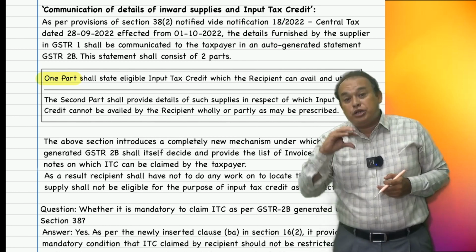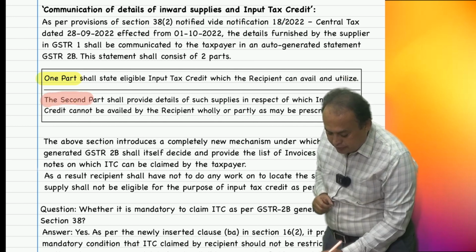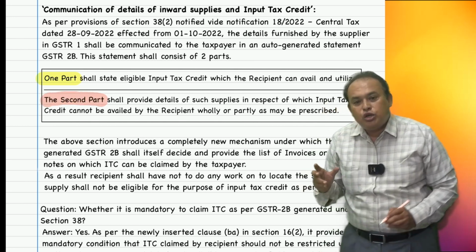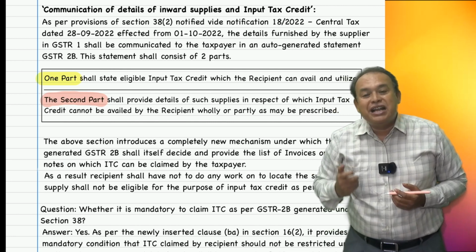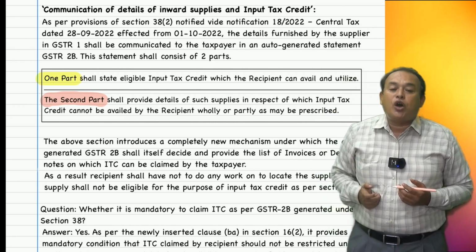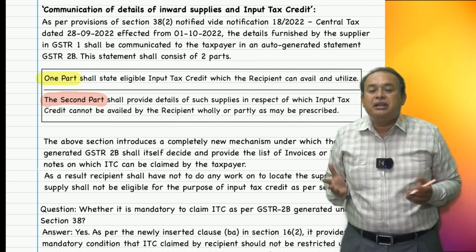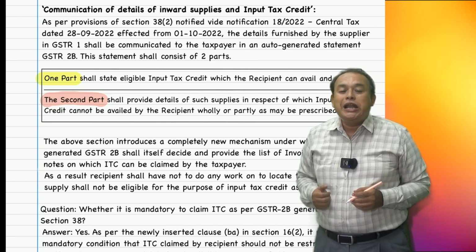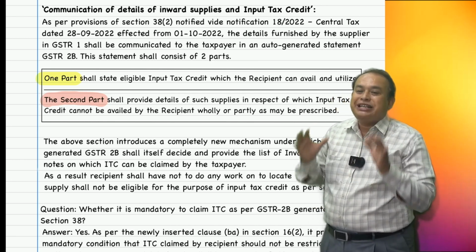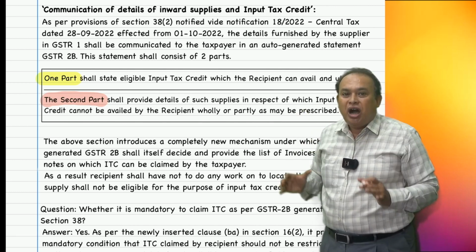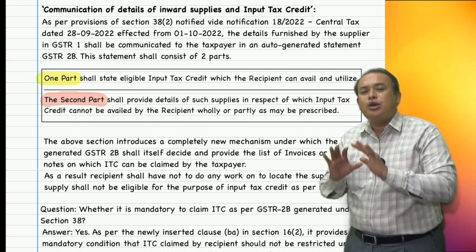There is part 2 also. The second part of GSTR 2B shall provide details of such supplies in respect of which input tax credit cannot be availed by the recipient wholly or partly, as may be prescribed. Whatever amount is mentioned in part 2 of GSTR 2B is not at all allowed to avail the credit.